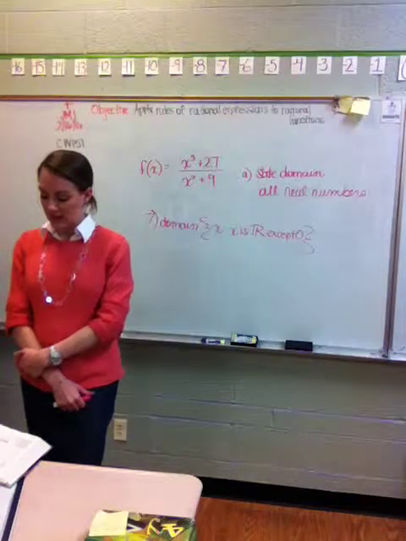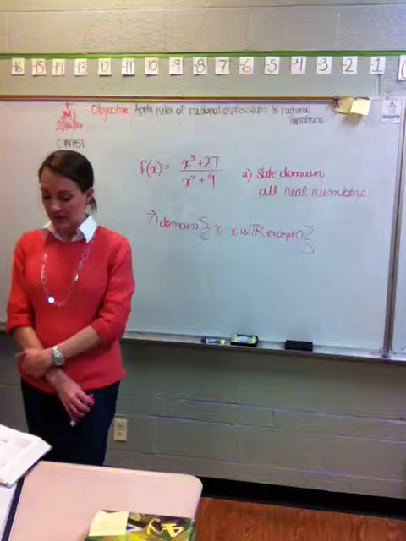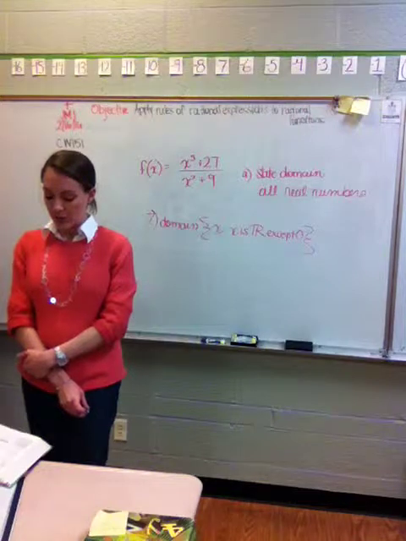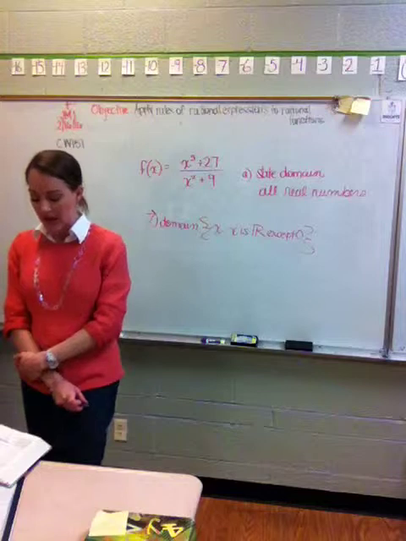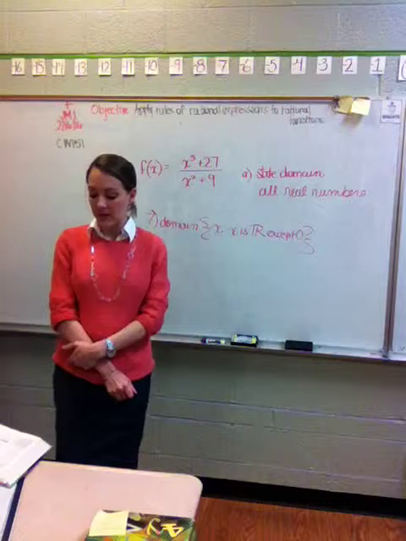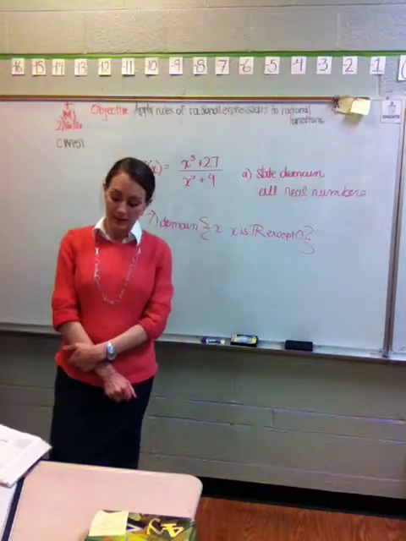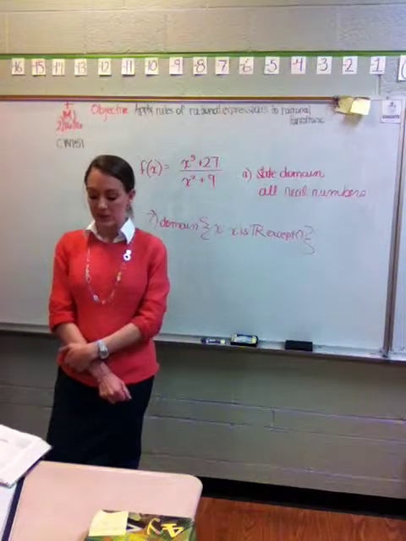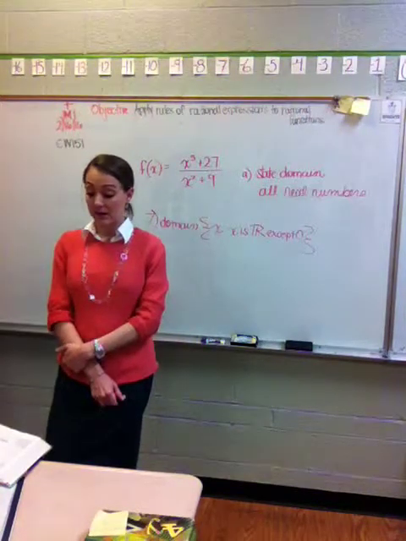Number 13, we don't want our denominator to be 0, so since I have x squared minus something, I don't want my x to be negative 1, and I don't want my x to be positive 1, because 1 squared is 1, 1 minus 1 is 0, and negative 1 squared is 1, 1 minus 1 is 0. So all real numbers except for negative 1 and 1.